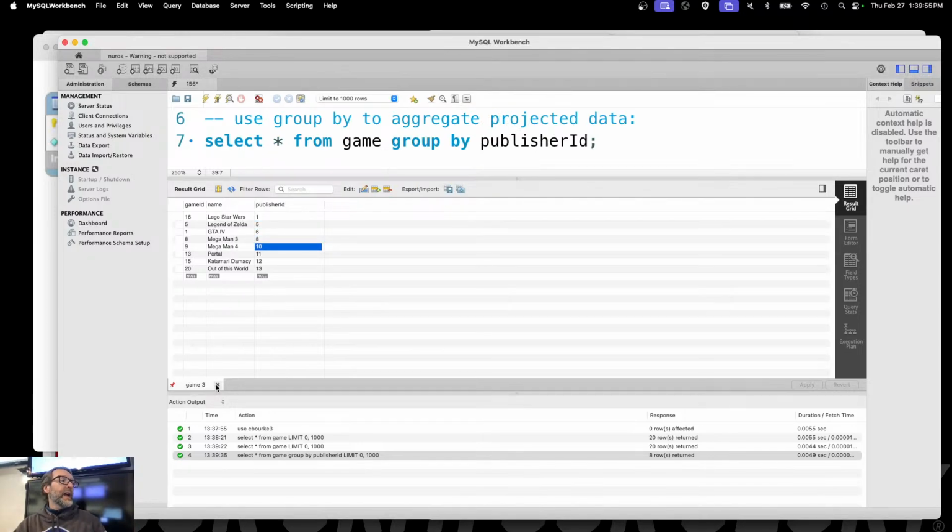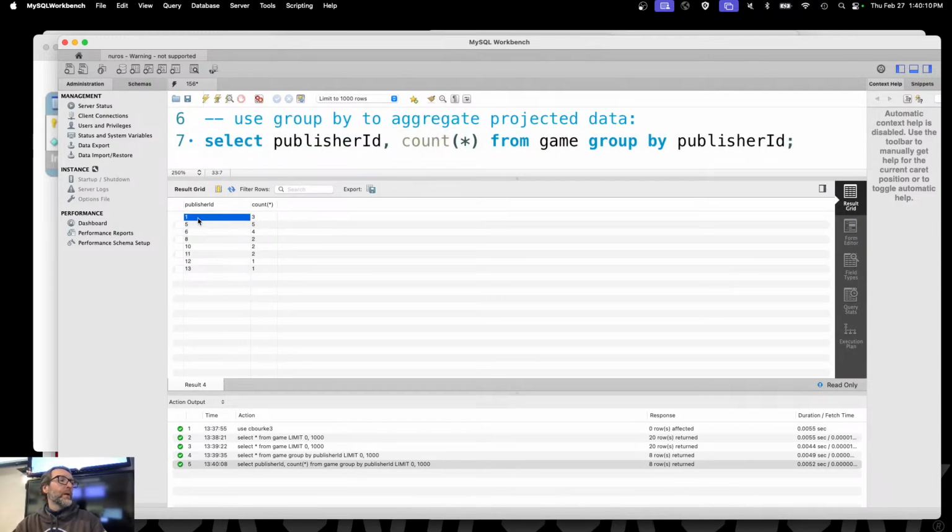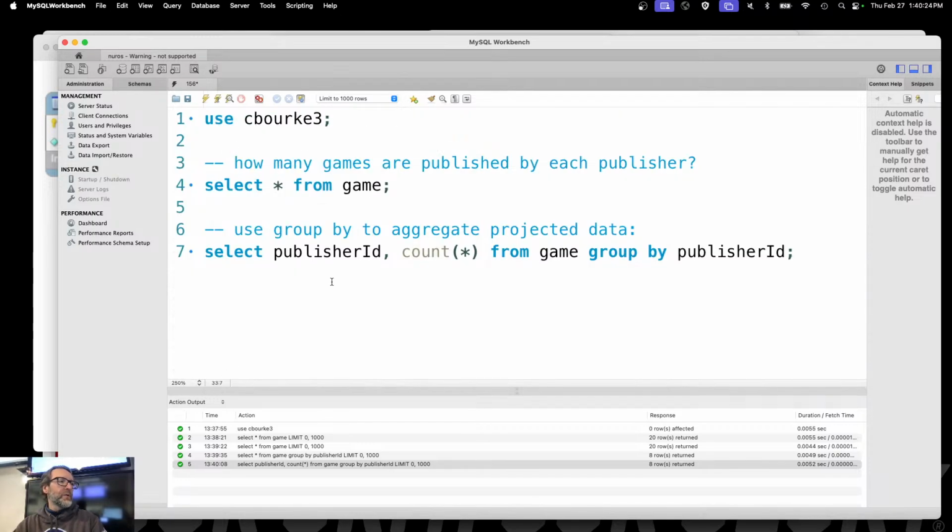What I want instead is a publisher ID, and then a count of all of the records that have been grouped by that publisher ID. Let's go ahead and execute that and see what we get. So publisher ID 1, there are 3 games published by that publisher. 5, there are 5. 6, there are 4, et cetera. Look at the name of that column, count star. That's a perfect use case for giving it an alias as number of titles.